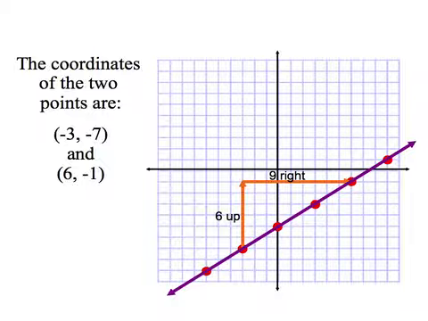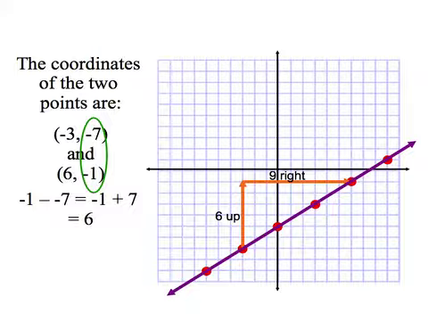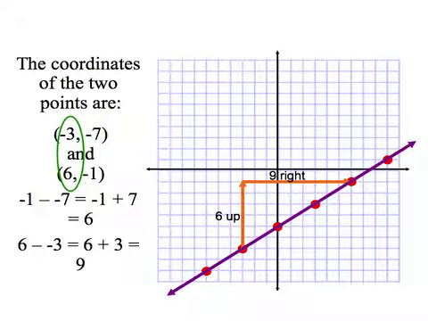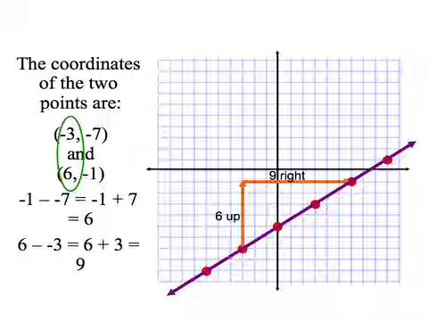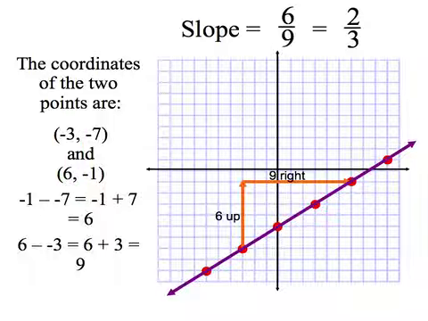We pick 2 other points on the line. We find the difference in those points. First, the difference in the y coordinates. In this case, -1 take away -7, which turns out to be 6. And then the x coordinate difference, 6 take away -3, which turns out to be 9. And then our horizontal is 9, our vertical is 6. Lowest terms, 2/3. We're happy because the slope of this line is 2/3, no matter which 2 points you pick.